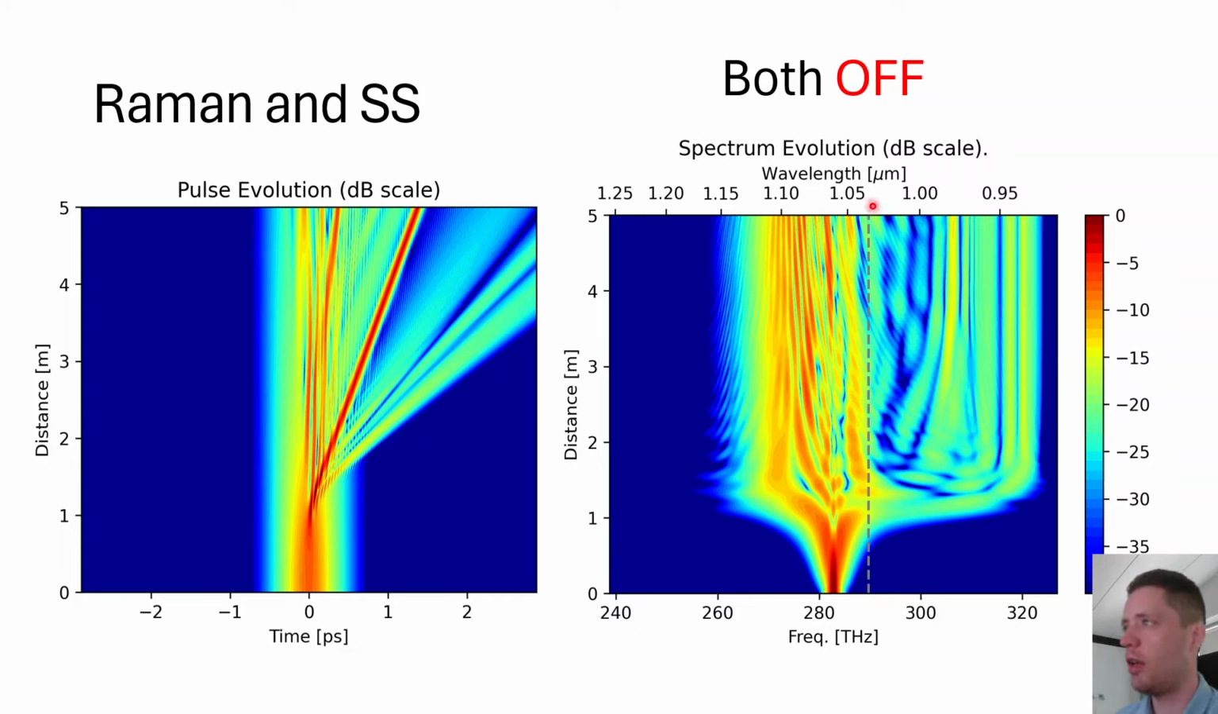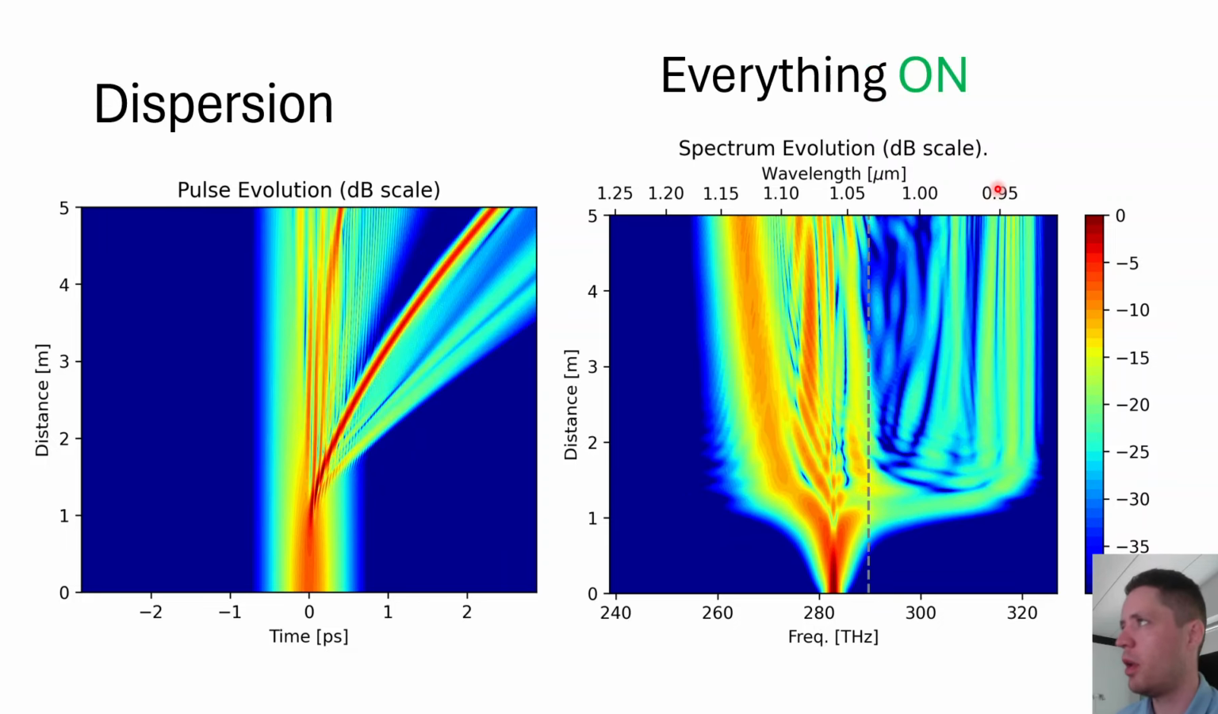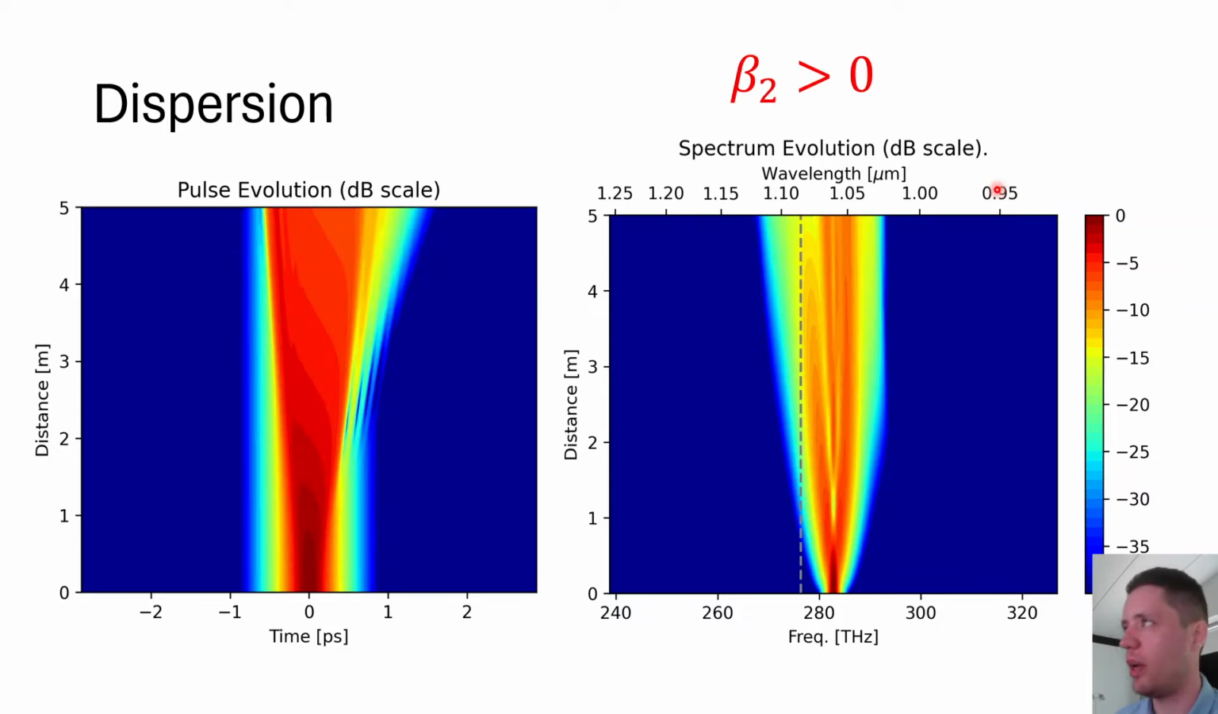One thing we can note is that the zero dispersion frequency is located right here at the dashed line, so everything that's over here will experience negative dispersion, and everything over here will experience positive dispersion. So now let's take a look at what happens if I keep everything the same, including both Raman and self-steepening, but just flip the sign of the beta 2 parameter, meaning we go from having anomalous dispersion to normal dispersion. And here we see the result. So right now beta 2 is positive, and I don't think I need to flip back and forth to show you that something's definitely changed.